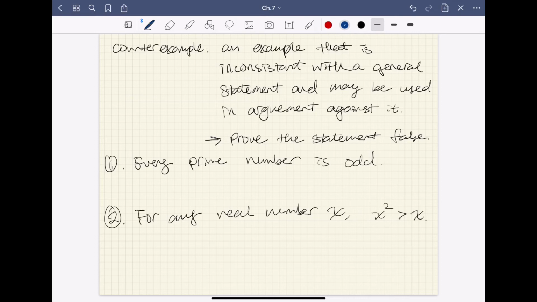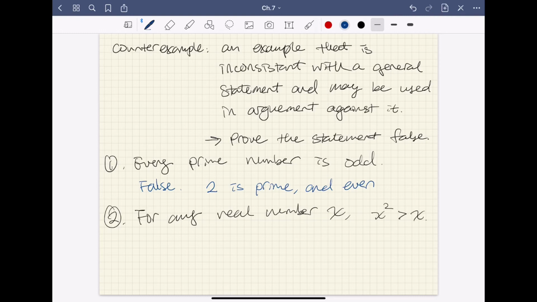First one, every prime number is odd. Is it true or false? If it's false, you need to find a counterexample. So obviously this is false. What counterexample can you find? We know that 2 is a prime number, but is 2 odd? No, 2 is even. So we've proved that this statement is false by giving 2 as a counterexample.